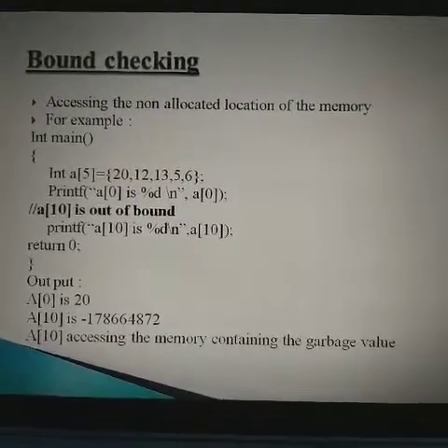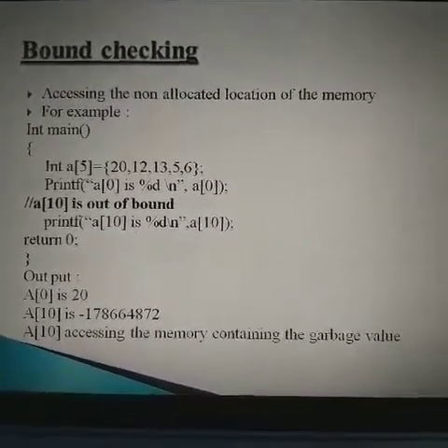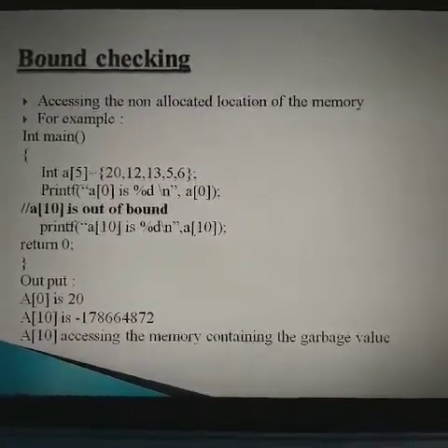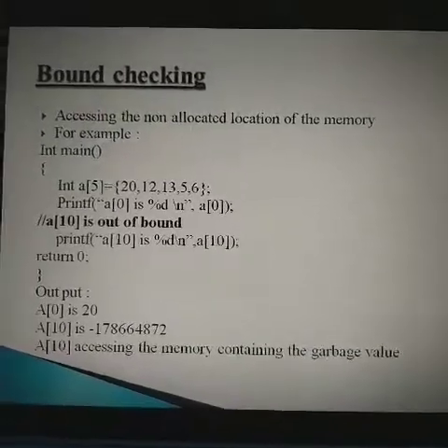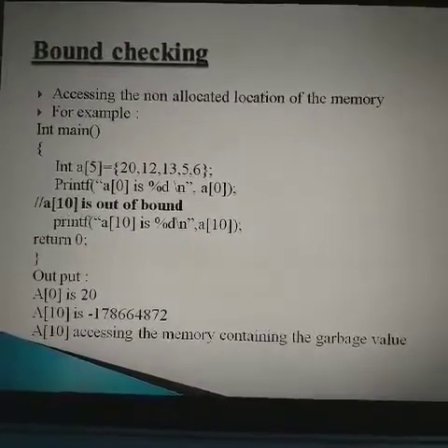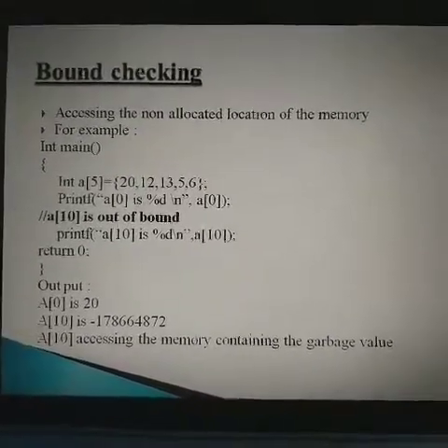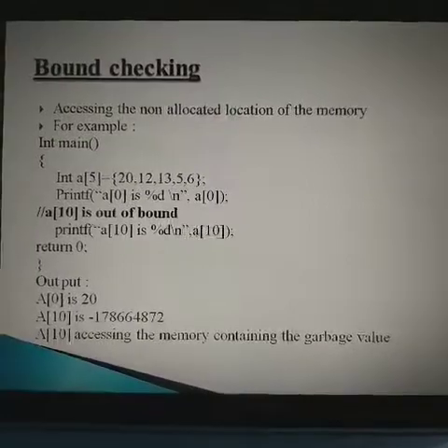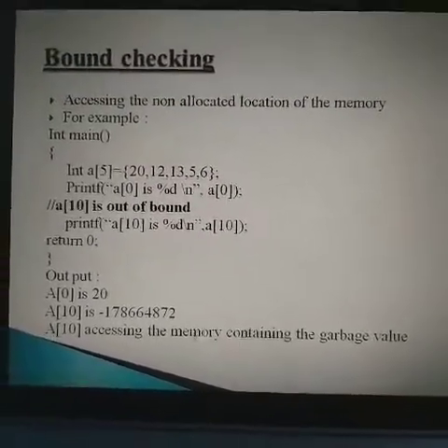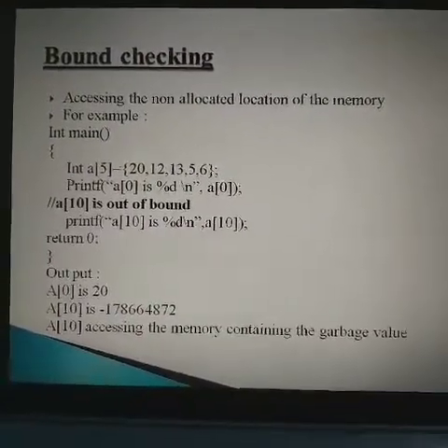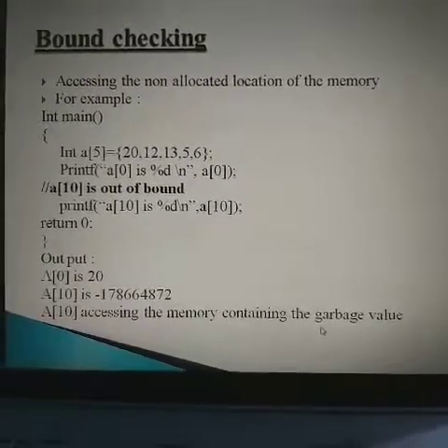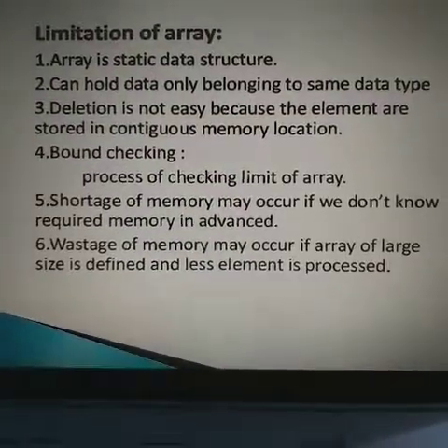Bound checking means the array limit is exceeded or the user wants to access a value that does not exist. If the size of the array is 5 and we want to access the 10th element, which is not present or not initialized by the user, we end up accessing memory that contains a garbage value. So this is the bound checking problem.